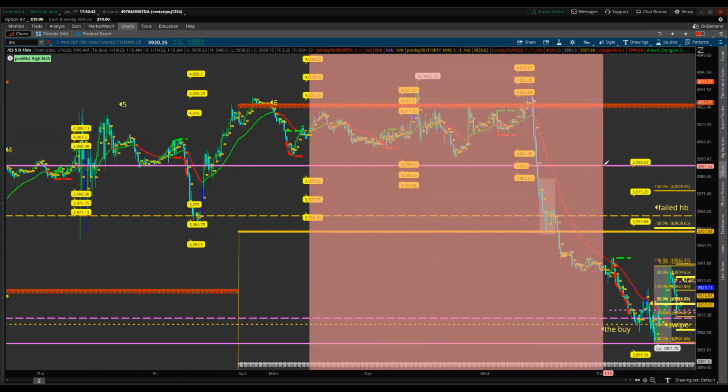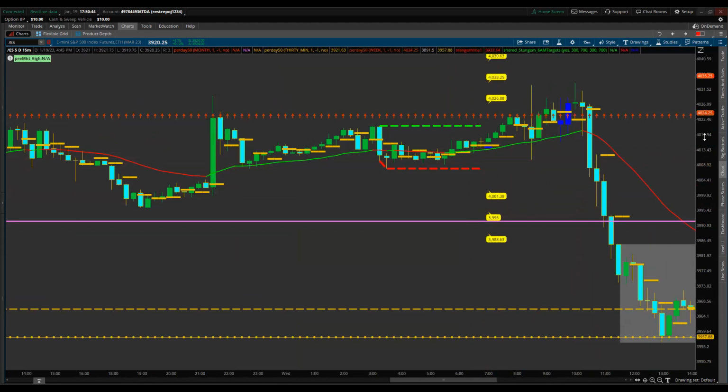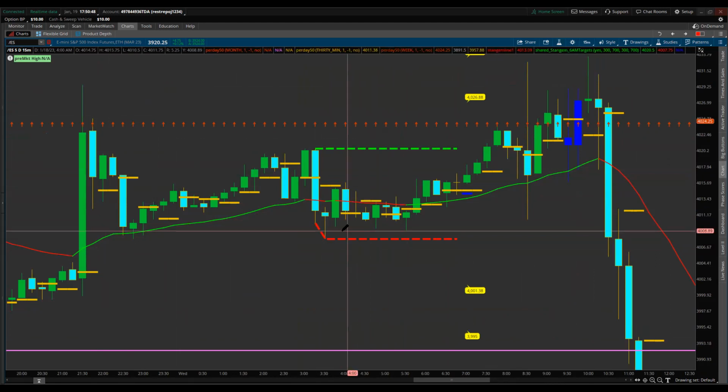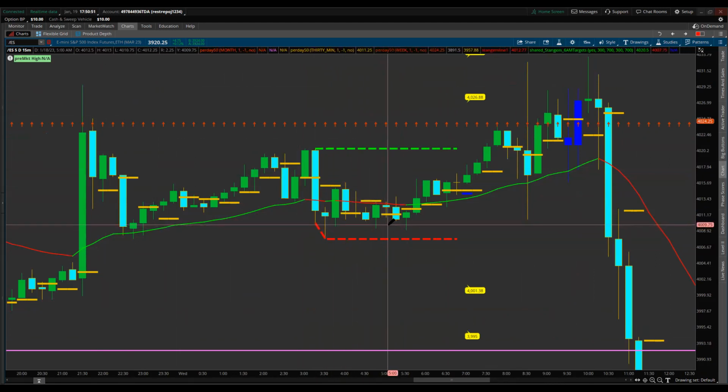Okay, there's plays all over. And here's more plays on the move up yesterday. We're above halfback right here. London's close range was here, right? I didn't take the play here. I took the play here. And I said, we're going up to this high. So I took this long all the way up here to 20.